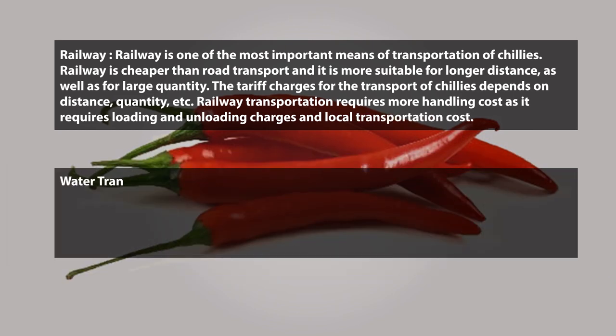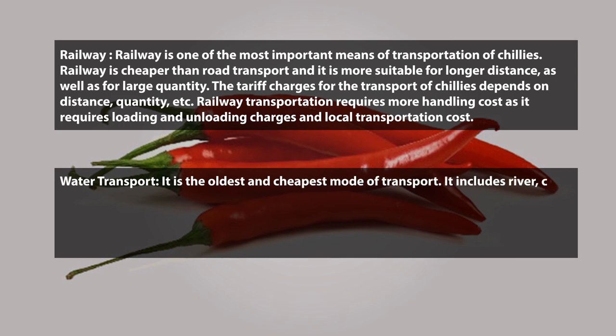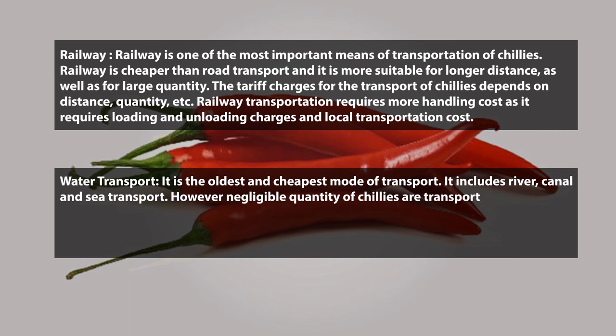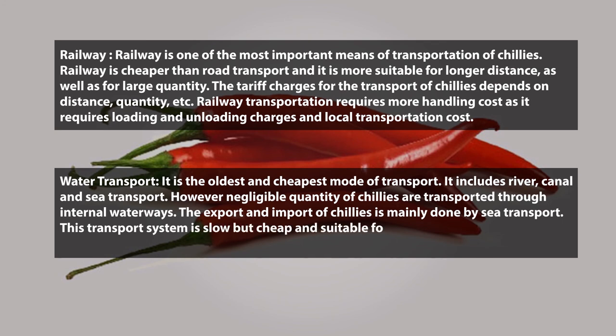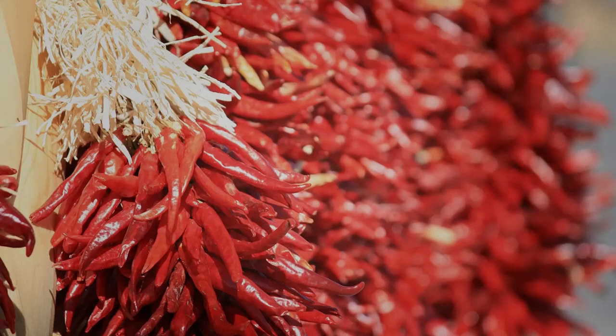Water transport. It is the oldest and cheapest mode of transport. It includes river, canal, and sea transport. However, negligible quantity of chilies are transported through internal waterways. The export and import of chili is mainly done by sea transport. This transport system is slow but cheap and suitable for carrying large quantity of chilies.